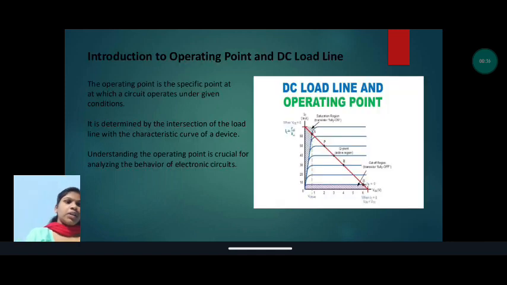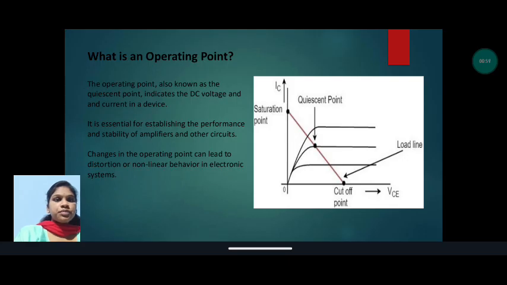Introduction to operating point and DC load line. The operating point is the specific point at which a circuit operates under given conditions. It is determined by the intersection of load line with the characteristic curve of a device. Understanding the operating point is crucial for analyzing the behavior of electronic circuits.